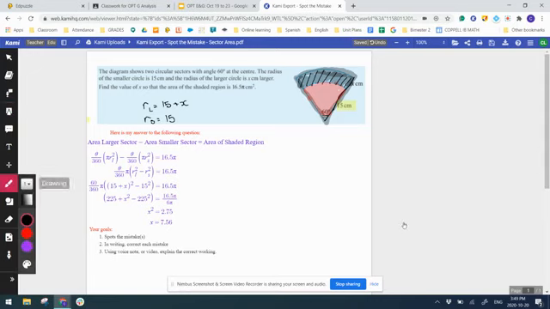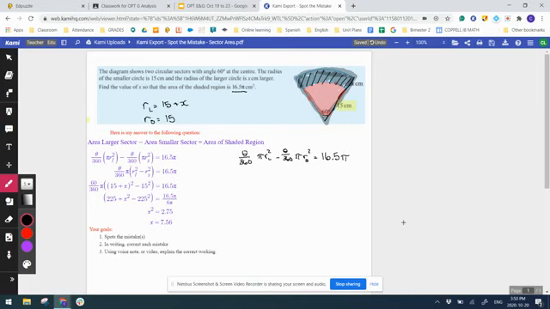So if I use my formulas, we know the formula of theta over 360 pi r squared. Remember, we're going to make this one the larger circle. Then we're going to subtract theta over 360 pi, and then the radius of the smaller circle squared. And then it tells us to find the value of X so that the area of the shaded region is 16.5 pi. So this needs to equal 16.5 pi.